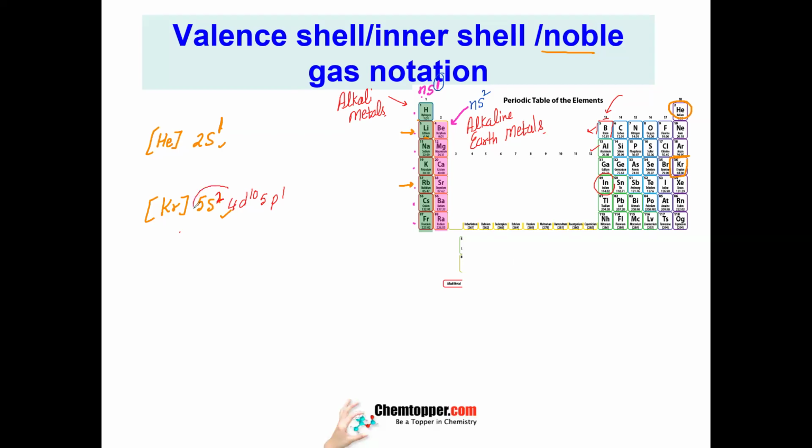Valence shell is this, the highest principal quantum number. So what's the general configuration of boron family? Ns2, include this, Np1. The outermost shell. Arnav, Bhavya, Shreya, clear? Now let's see the C part, Gorika.